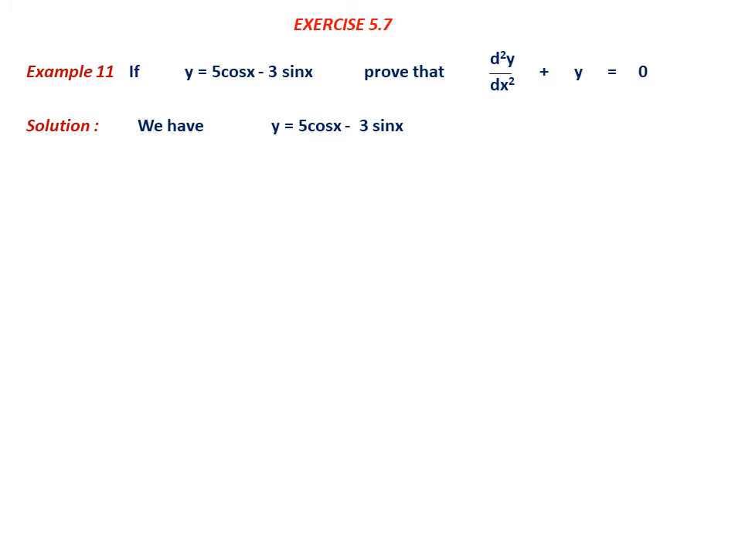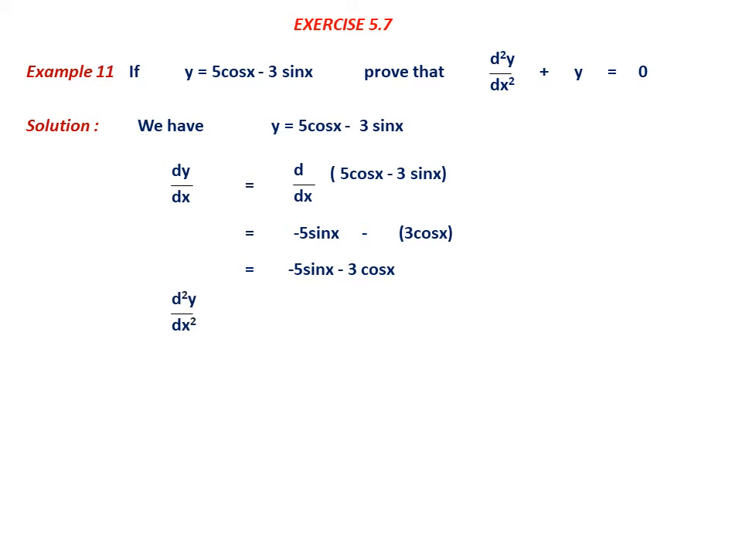We have y equal to 5 cos x minus 3 sin x. Therefore, dy by dx equal to d by dx of 5 cos x minus 3 sin x. So, this will be equal to minus 5 sin x minus 3 cos x. Now, d square y by dx square equal to, differentiate this again, that is minus 5 sin x minus 3 cos x. Once again we have to differentiate.